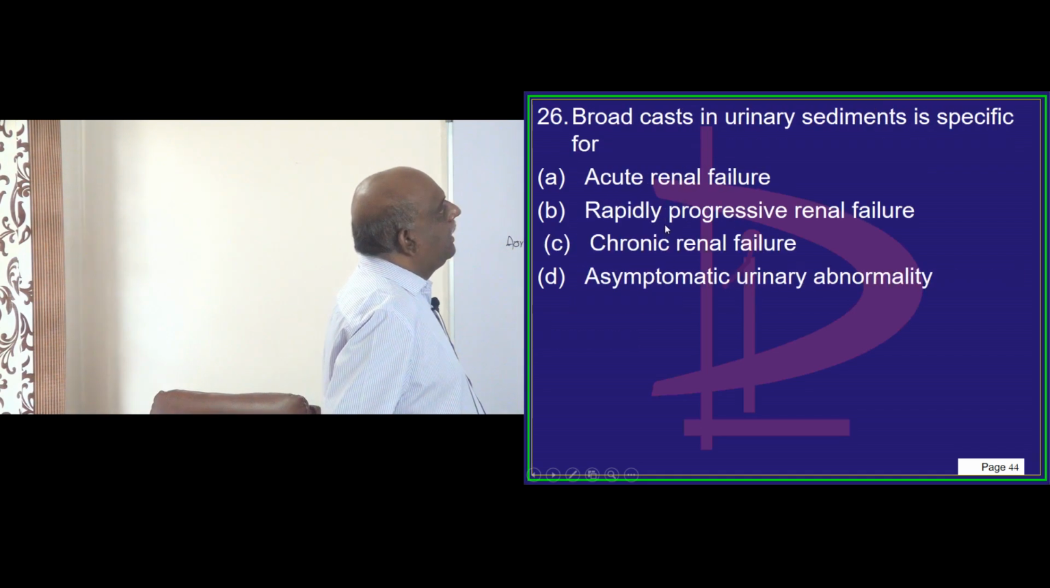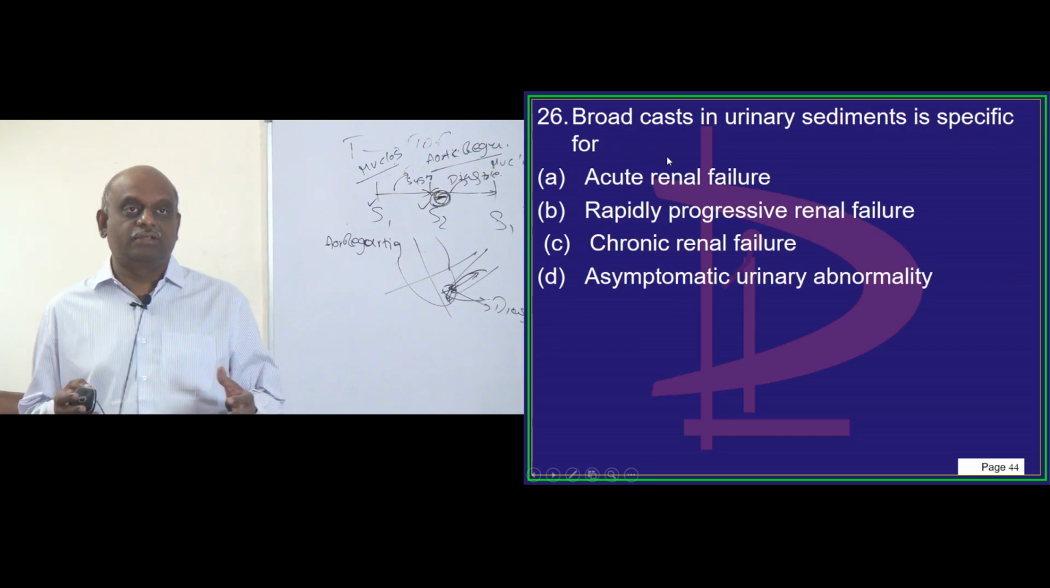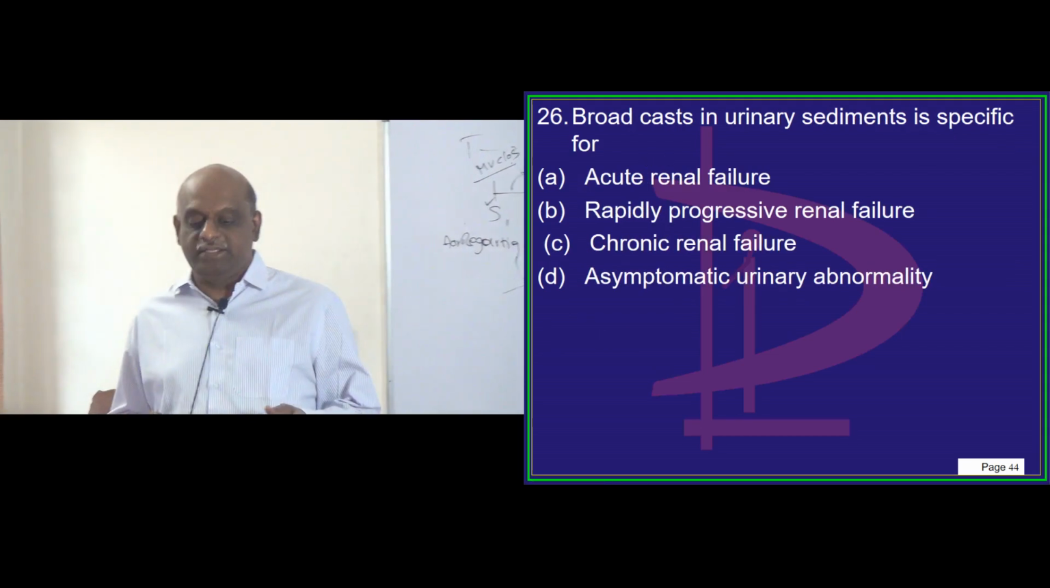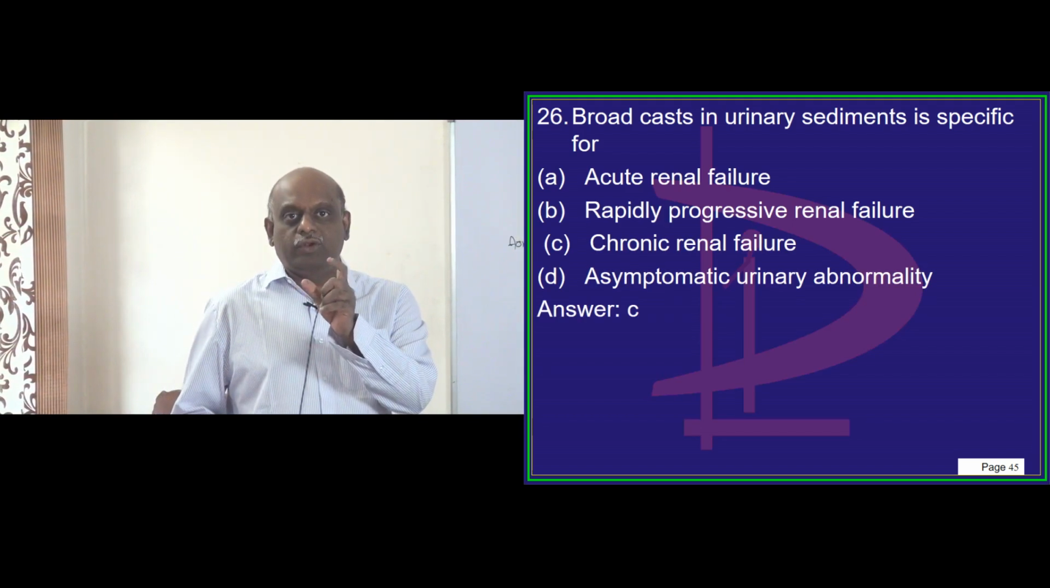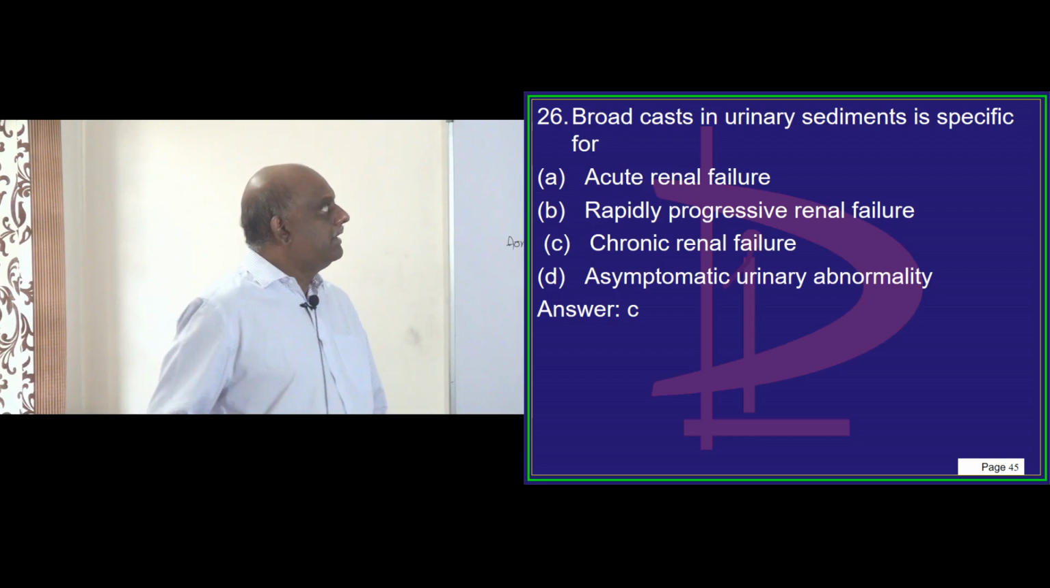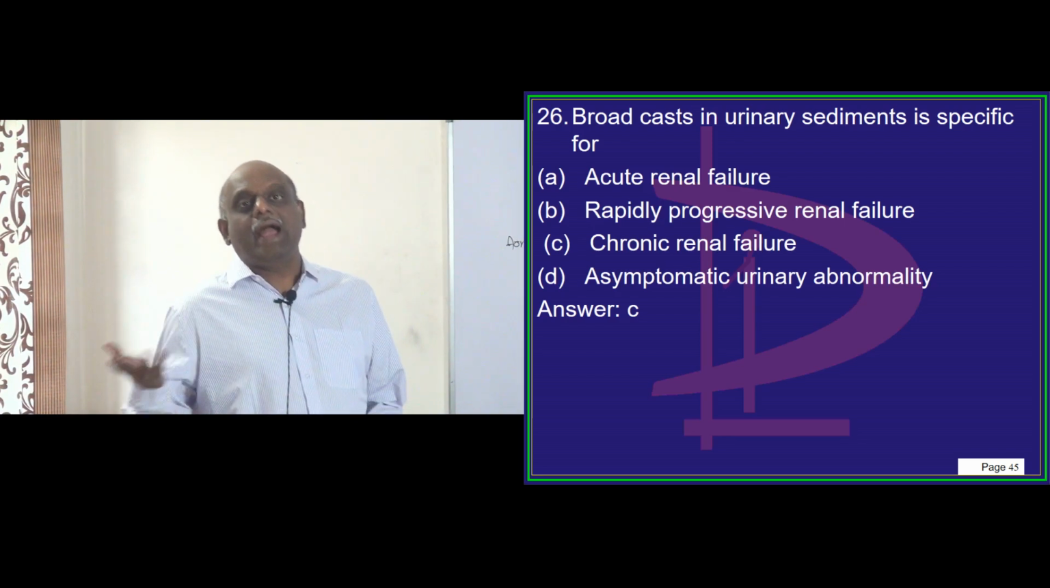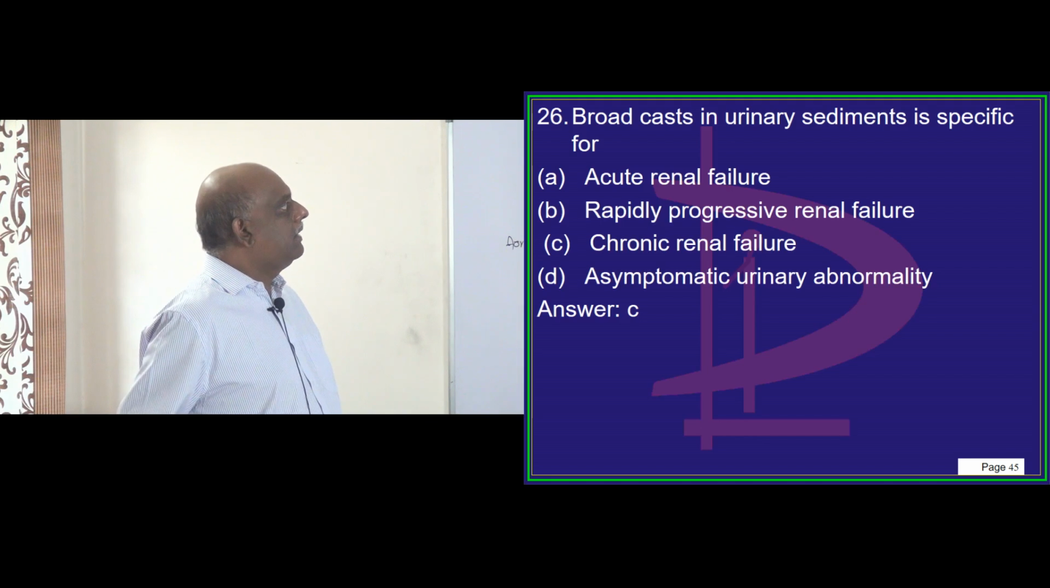So, casts are classically seen in which situation? They are seen in chronic renal failure when the tubular dilatation occurs. That leads to the development of the casts, is what you should remember.